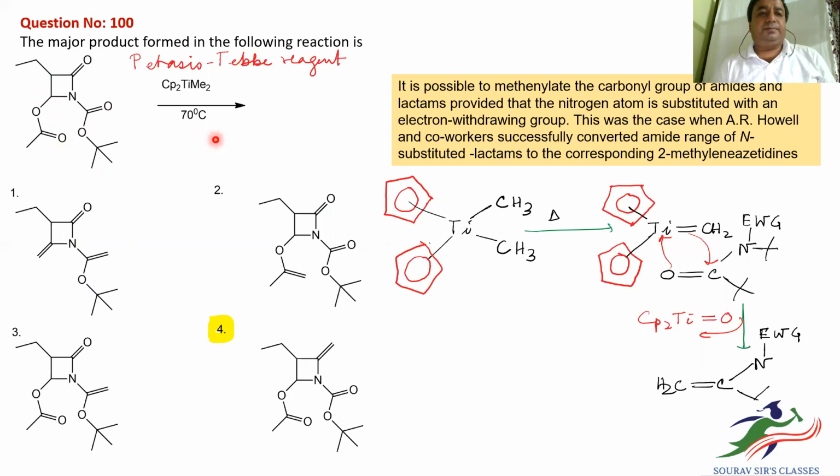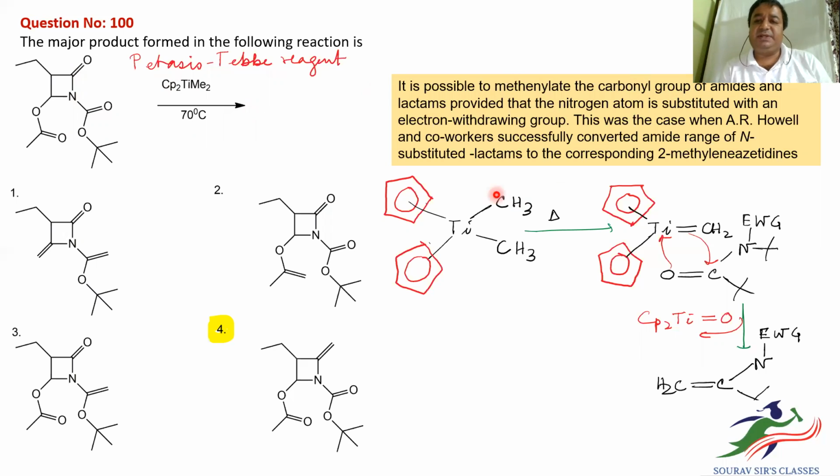Now, in other conditions, normally we would have expected the ester group to be olefinated, but this is a special reaction, an exception to the above observations for Petasis reagent, where esters or ketones can be olefinated, or we can say methylated. Okay, the carbonyl groups can be methylated.